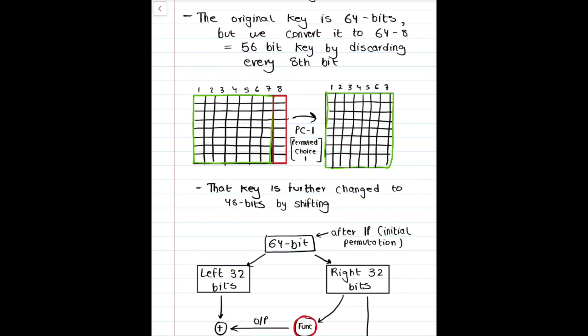The original key is 64 bits, but we convert it to a 56-bit key by discarding every 8th bit. This is known as PC1 or permuted choice 1. That key, the 56-bit key, is further changed to 48 bits by shifting.